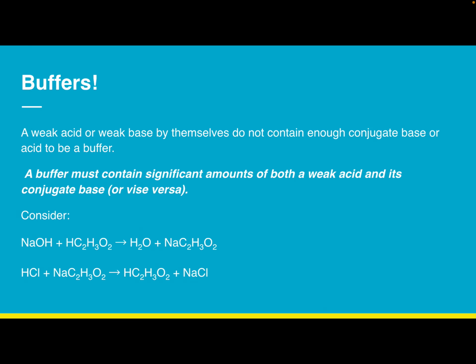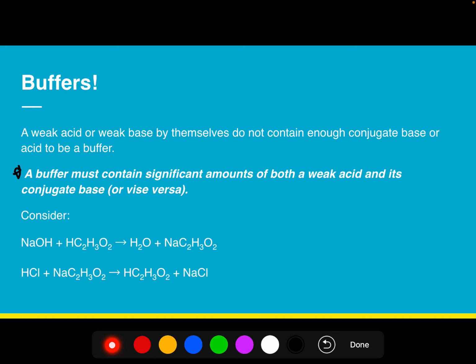So a weak acid or base by themselves don't contain enough conjugate to be a buffer. So when you put something like acetic acid in solution, it doesn't have enough conjugate because remember, it doesn't ionize completely. It doesn't ionize very much at all. That's why it's weak. So the conjugate base, there's not going to be a lot of it. So what we do is we actually add the acid, and then we add the conjugate base itself by putting it in with something like a sodium salt, for example. So you have to have significant amounts of both a weak acid and its conjugate base, or vice versa.